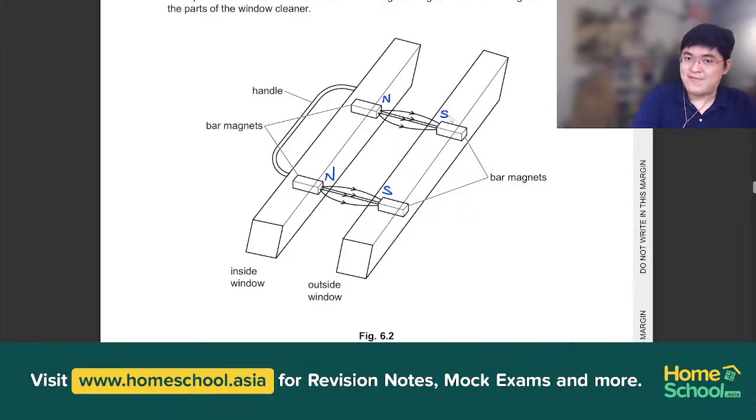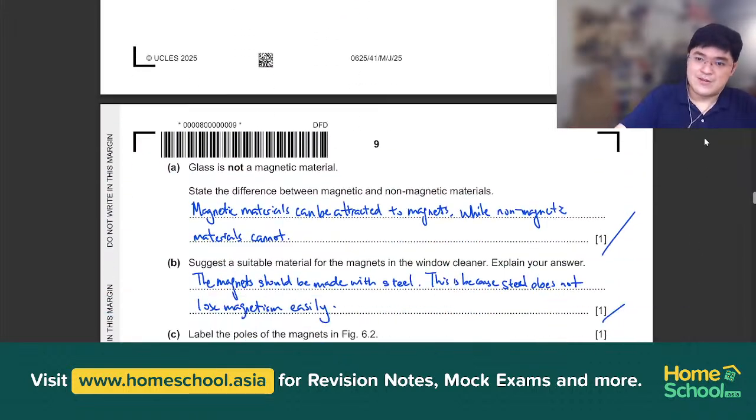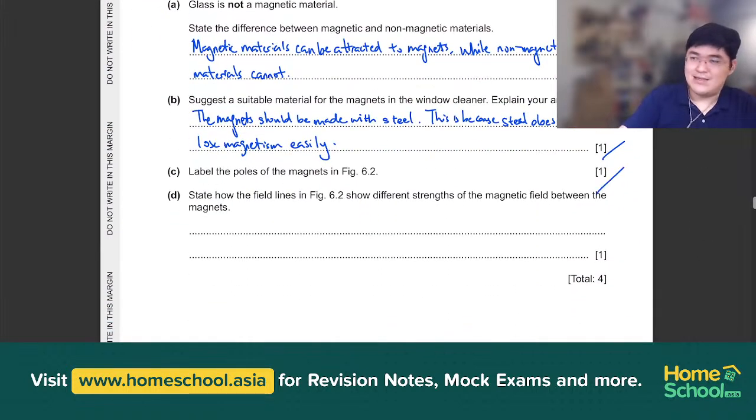Now, of course, you cannot have two of the same poles within the same magnet. So this should be the north pole, and vice versa over here. This should be the south pole and south pole. Okay? Now, if you write all of these properly, you should get your full 1 mark for this question. 1 mark. Done. Now, part D.